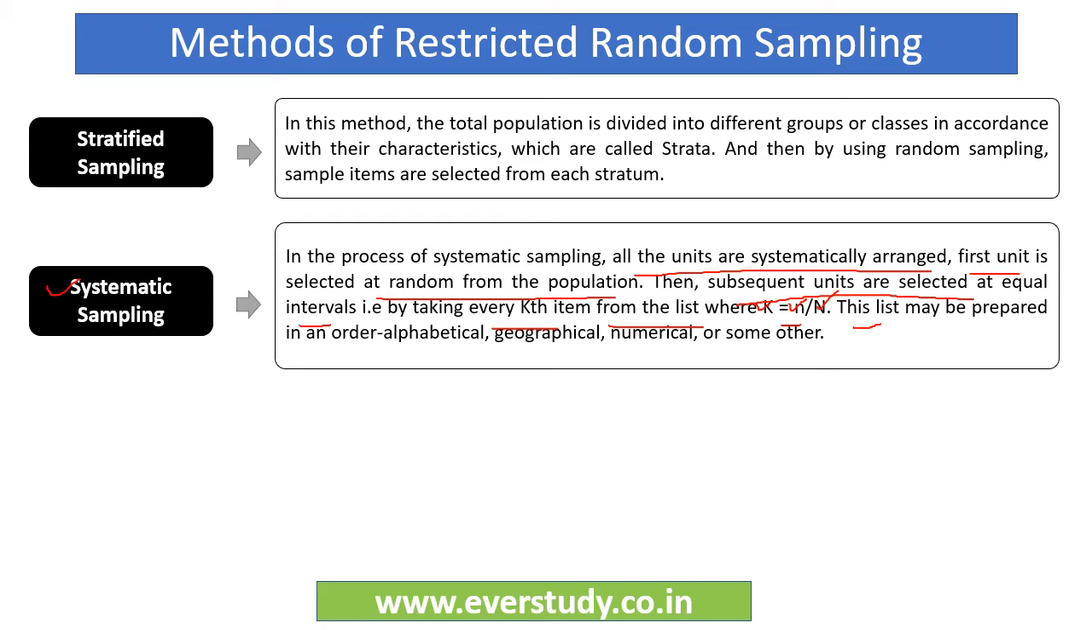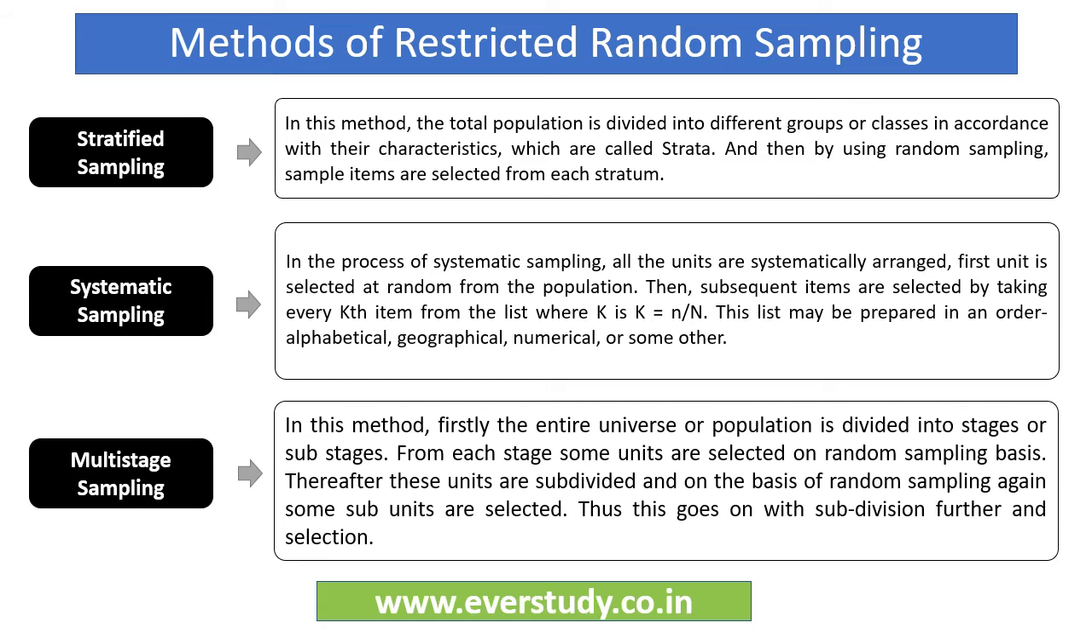And the list from which the units are to be selected may be prepared either in alphabetical order, geographical order, numerical, or some other. Now, let's try to understand with the help of an example. Say we are required to select 5 students out of 50 students. Now, 5 denotes the size of the sample and 50 denotes the size of the universe. So, the sampling ratio will be 50 divided by 5, that is 10. Now, this 10 is the interval on the basis of which the subsequent units are to be selected. So, the first unit is selected on a random basis and it comes out to be 5, the fifth item. Then the subsequent numbers would be 15th, 25th, 35th, and 45th, which is based on the interval.